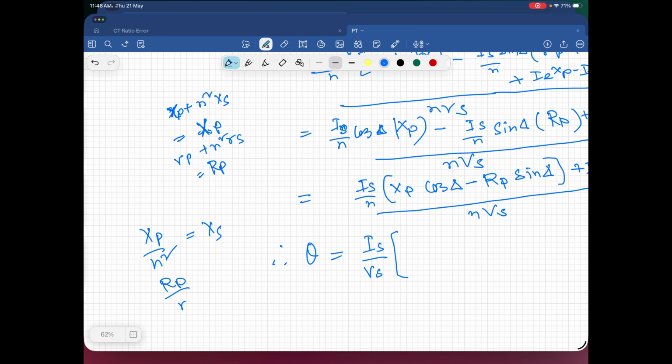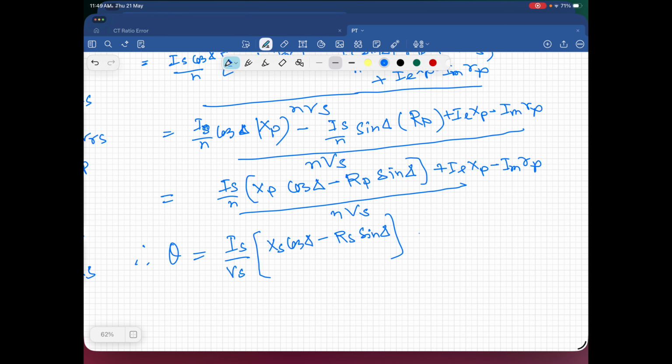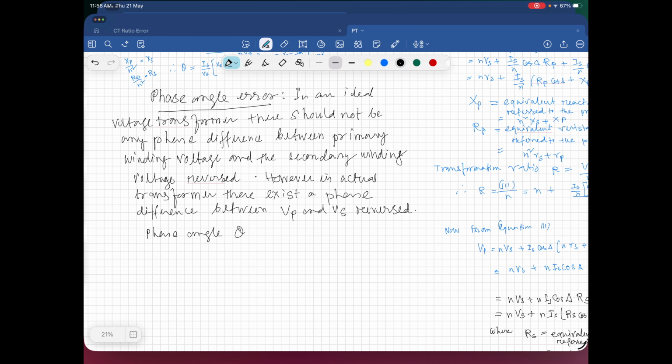See what I have written, Xp by n square is equal to Xs, Rp by n square is equal to Rs. Now put these values. Xs cos delta minus Rs sin delta plus Ie Xp minus Im Rp by N Bs. This one is the expression for theta.